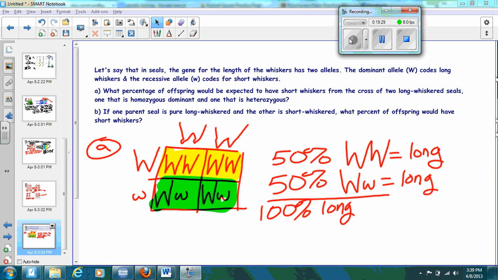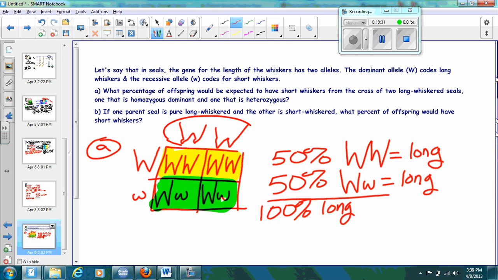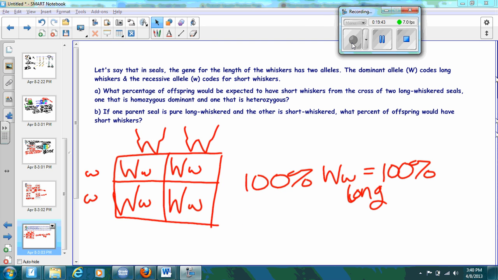If you can see, I have my homozygous dominant offspring number 1, and I have my heterozygous 2 and a mix. You can see it's 100% wrong. So check and see if you did it correctly, and I'm going to do the next one. So this is B, and you can see it's 100% wrong, and so we didn't get any short whiskered seals. So check yourself, see if you got the right answers, and come in tomorrow with questions.